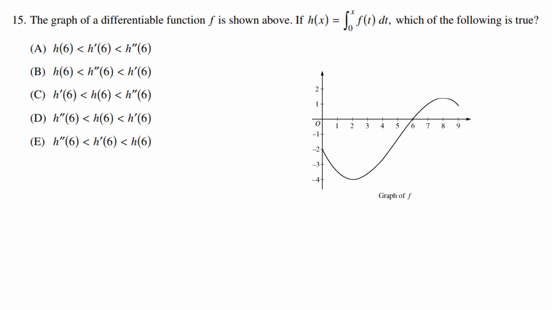In 15, h is the integral, so it is negative, as 0 to 6 is all below the x-axis. H prime of 6 equals f of 6 equals 0. H double prime, which is f prime of 6, is positive since it is increasing. The answer is A.